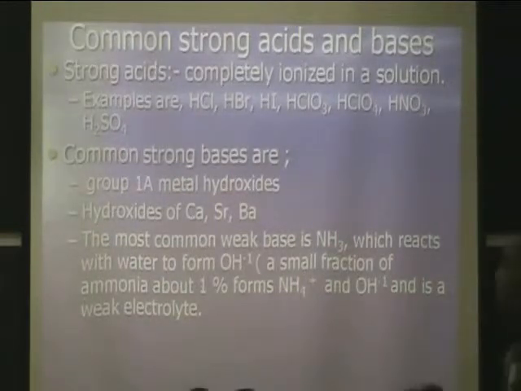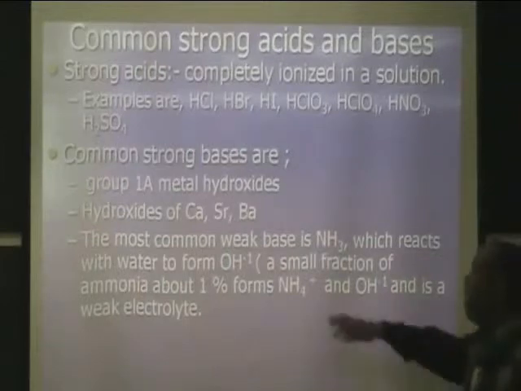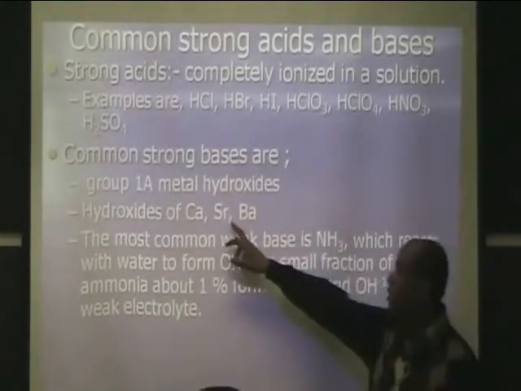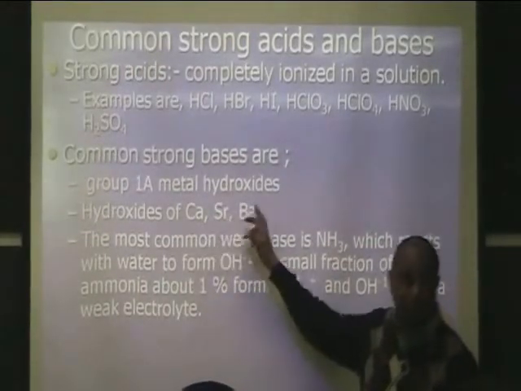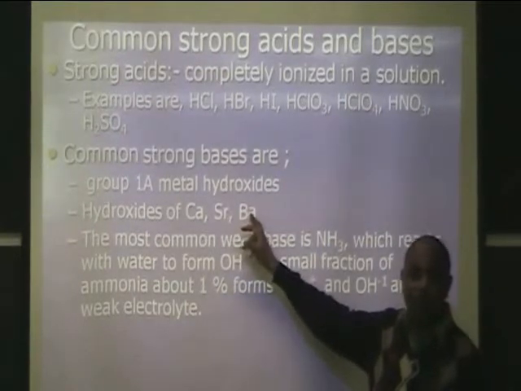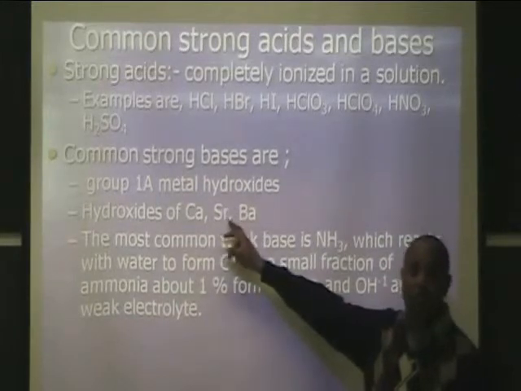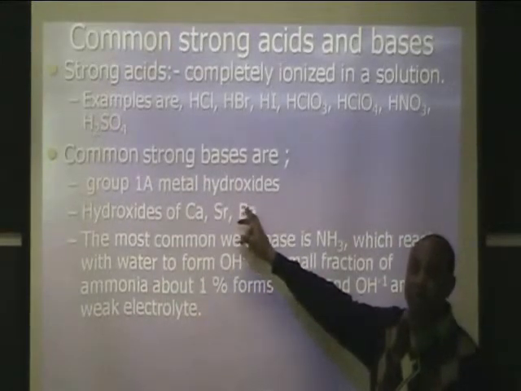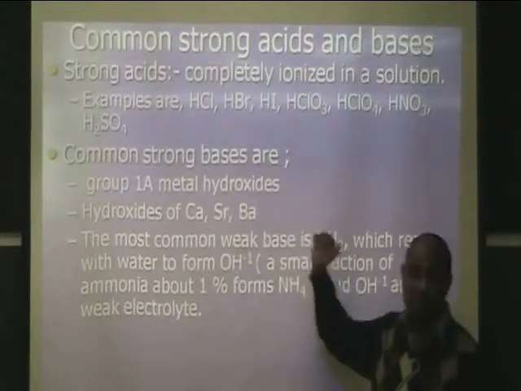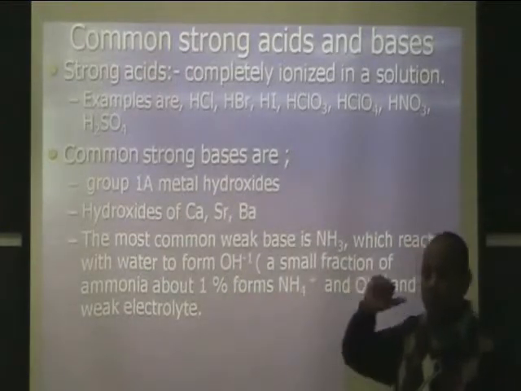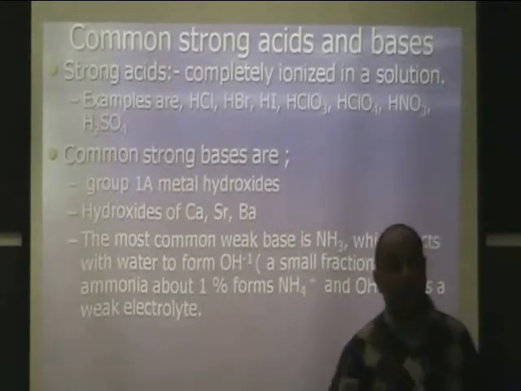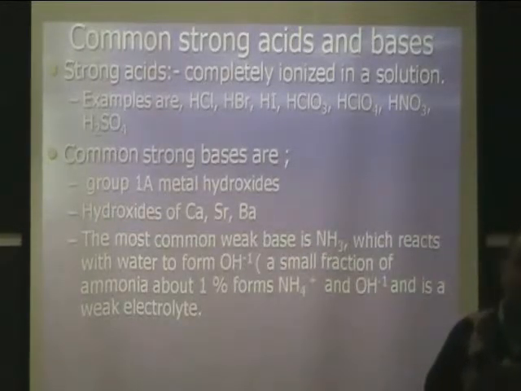In addition to the group 1 metal hydroxides, also some of group 2, unfortunately, not all of them. Calcium, strontium, and barium. Calcium hydroxide, strontium hydroxide, and barium hydroxide. You have to somehow remember this. Now, you know what strong bases are? By default, they are also strong electrolytes.